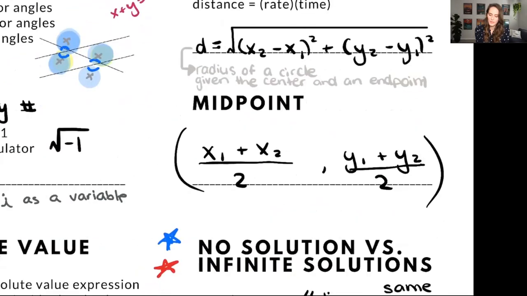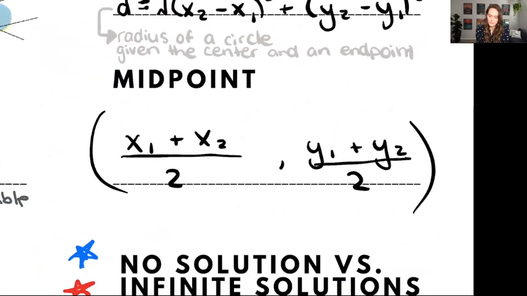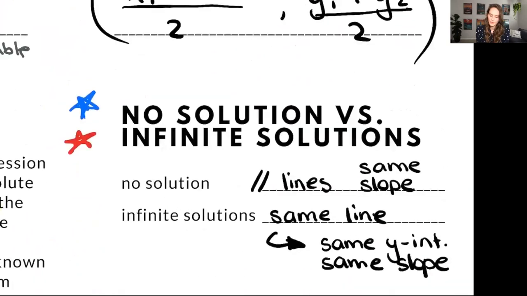Midpoint formula, you should also know. You're going to add up the x coordinates, divide by 2, and then add up the y coordinates and divide by 2.